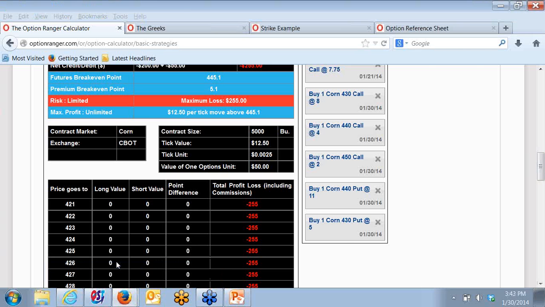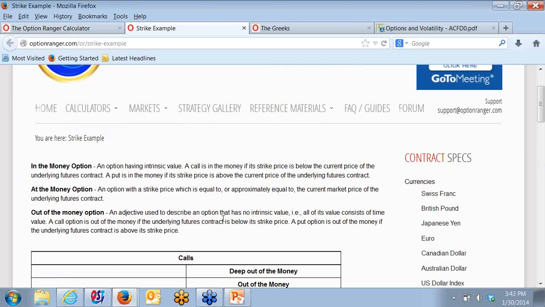Since this is an out-of-the-money option, this means that it has no in-the-money value. The market is at 433.5, which is below the 440 call. So just to get to be at the money, this option would have to go up 6.5 cents.